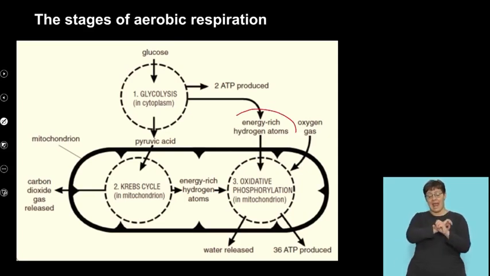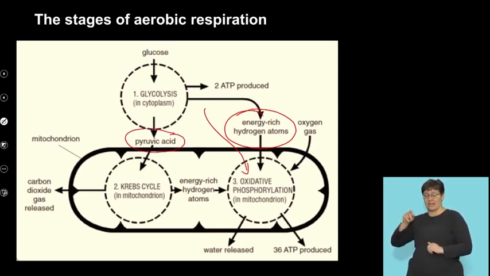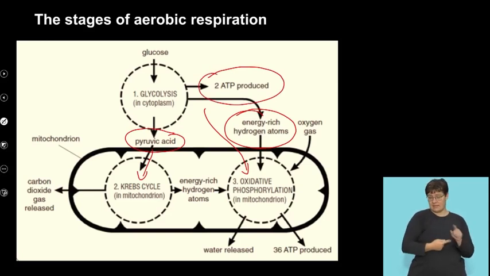So we're seeing that the energy-rich hydrogen atoms then move into the third step, and the 2 pyruvic acid molecules now move into the first step of the Krebs cycle. We must note that at this stage only 2 molecules of ATP are produced.